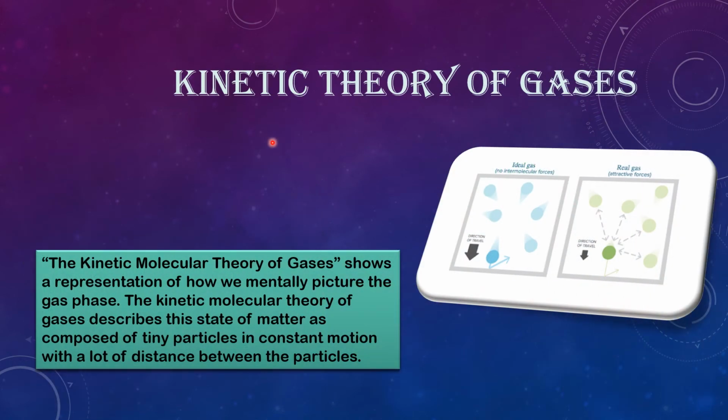Now here we are discussing the kinetic theory of gases. The kinetic molecular theory of gases shows a representation of how we mentally picture the gas phase. It describes this state of matter as composed of tiny particles in constant motion with a lot of distance between the particles. See the diagram, ideal gas and real gas. In case of ideal gas, no intermolecular forces are there. But in case of real gas, attractive forces are there.